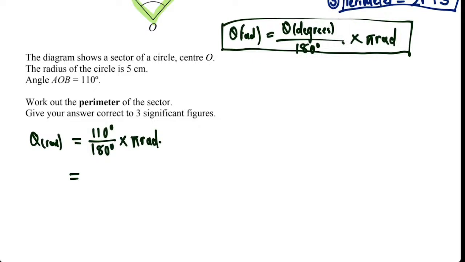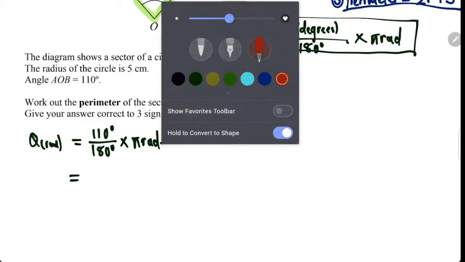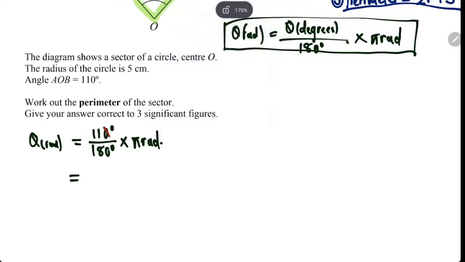Okay. So what I want you to do, since that's a bad one, you just cancel the 0 and the 0, and you remain with 11 over 18, which is 11 pi over 18. And this is rad. Okay. 11 pi over 18, and you say rad.